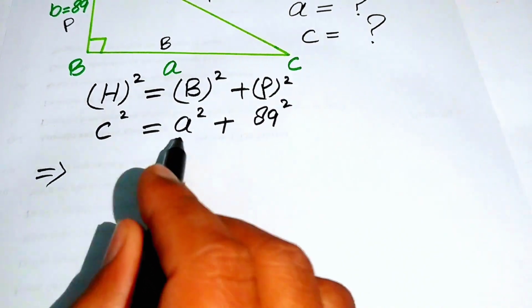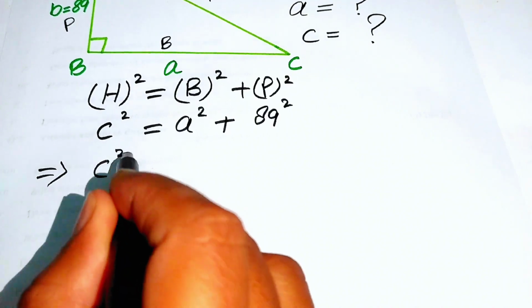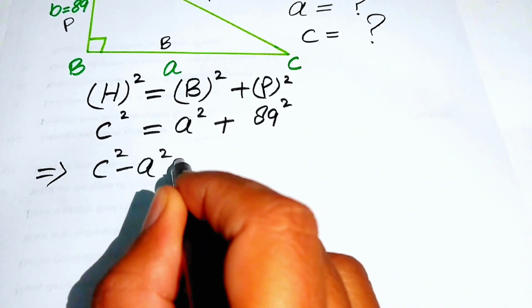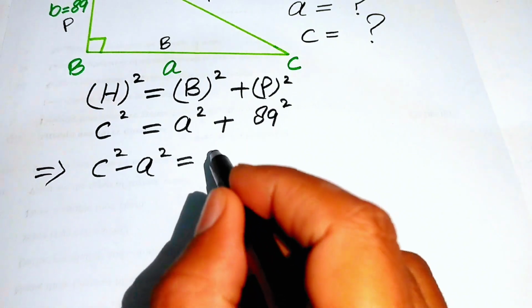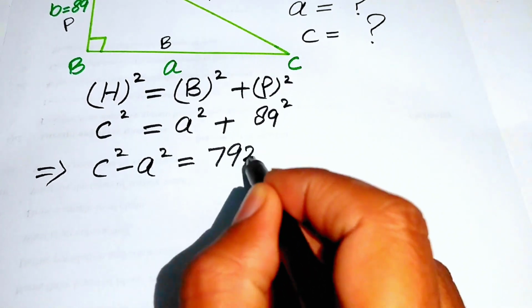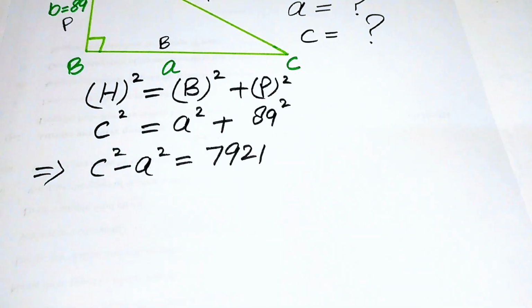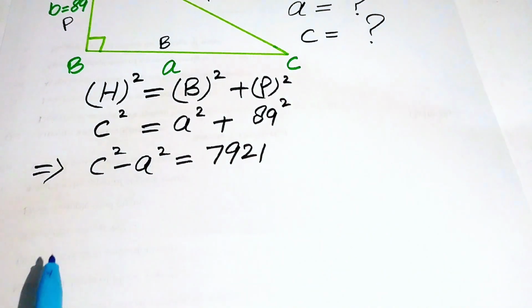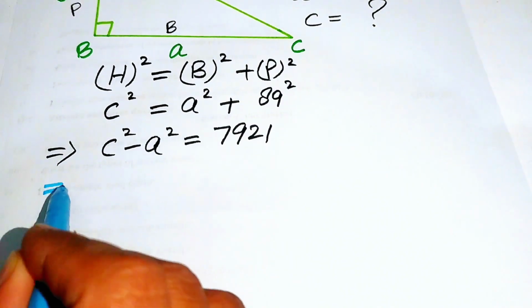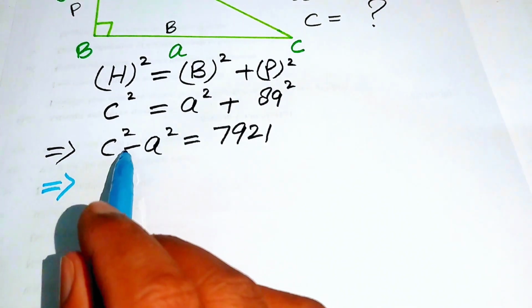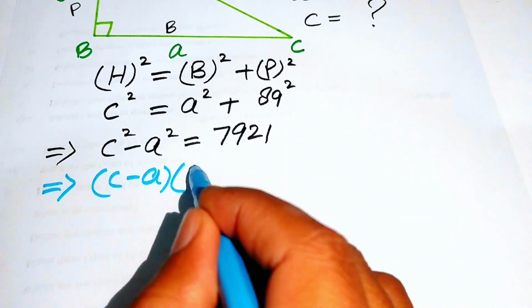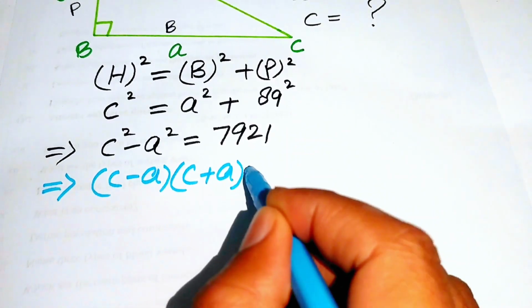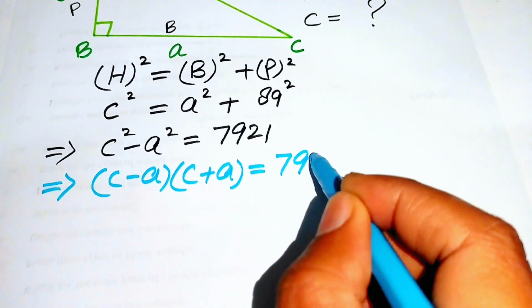So here we move this a square to the left hand side, and it will be written as c square minus a square equals 89 square, and we know that 89 square will become 7921. So this is the square of 89, and now in the left hand side we use the algebraic identity, and according to this identity we write c square minus a square as c minus a times c plus a, and it is equal to 7921.